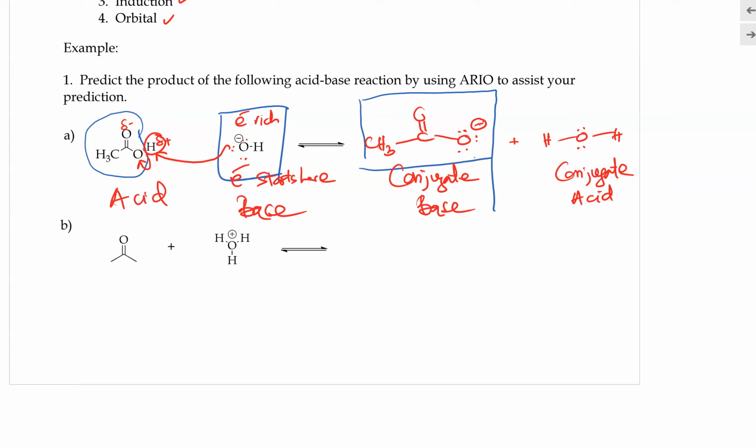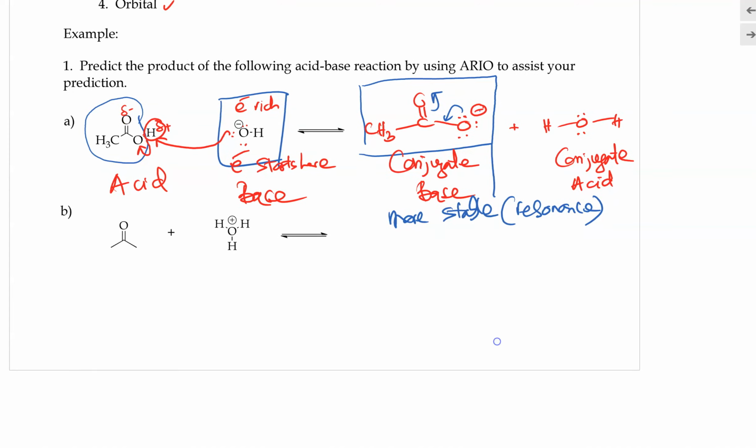And in this case, we can see that acetate is more stable. And this is more stable because of resonance. Acetate is able to form resonance, donating electron from one oxygen to the other oxygen, and therefore allows the electron to be distributed between these two oxygens, and that reduces the buildup of electron density on this molecule and makes it more stable. And so this is how we can use ARIO to help us figure out the direction of the acid and base reaction in this example.